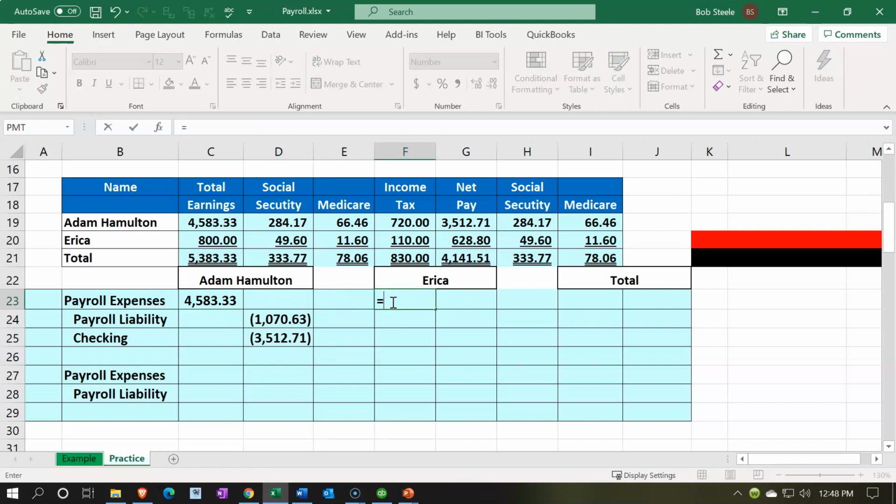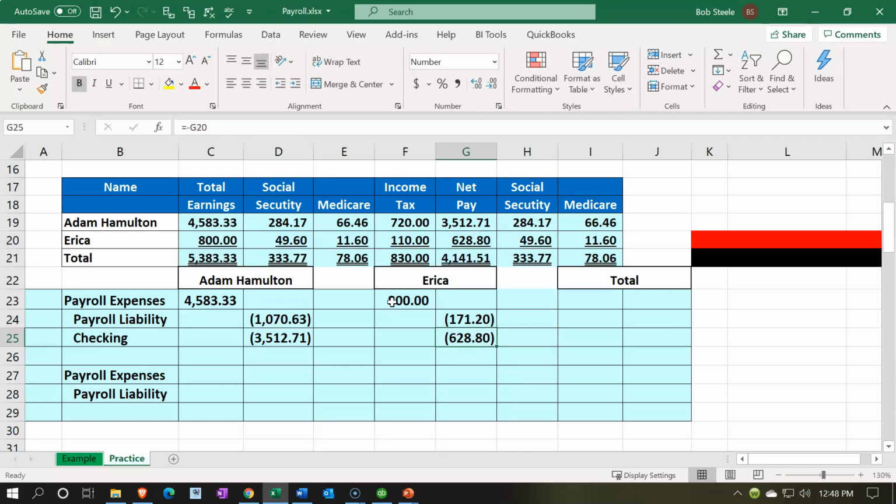Erica, same thing. We would say Erica had 800, but she's only going to get the 628.80. The difference is going to be the payroll taxes, which are these three. And there we have that. So these two add up to the 800.